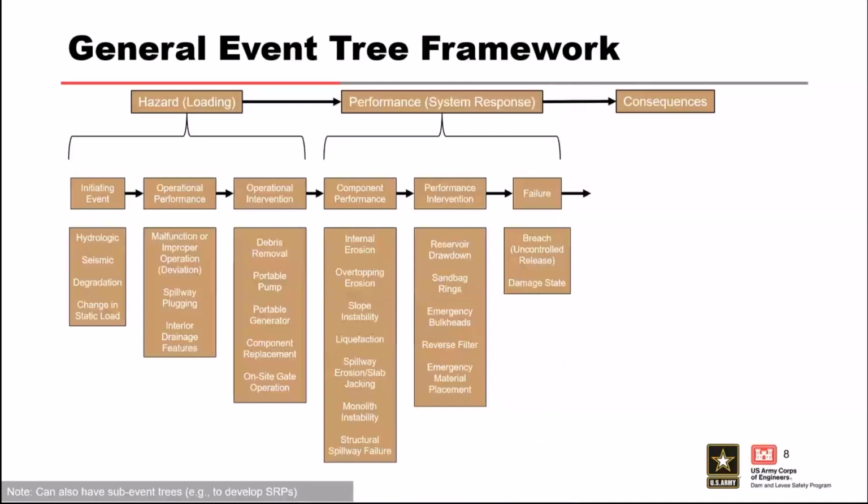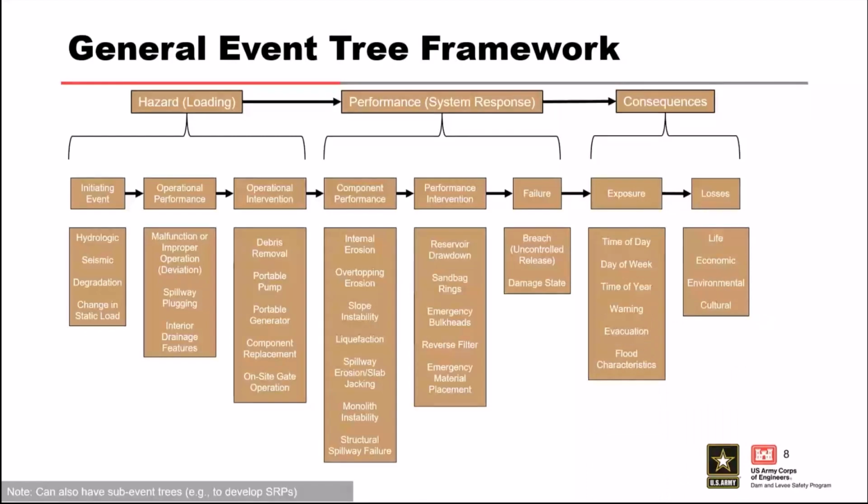From the loading, the tree proceeds to the performance or system response, which represents the potential failure modes that are being evaluated for a given project and is analogous to the failure mechanism element of the potential failure mode description. The performance element consists of component performance, performance intervention, and failure sub-elements. Each potential failure mode will have its own sub-event tree that is composed of a step-by-step failure mechanism required for failure, which we'll discuss more in detail later in this presentation.